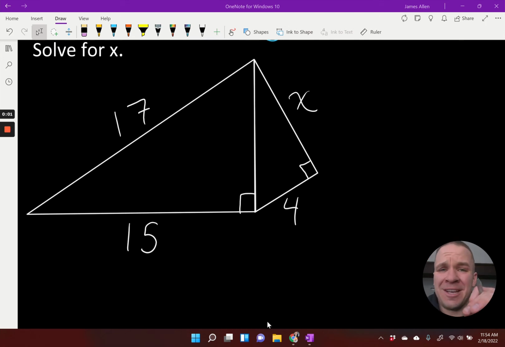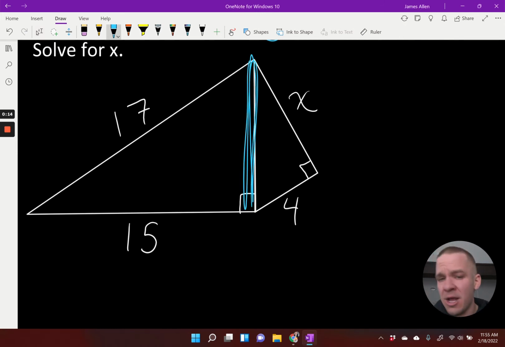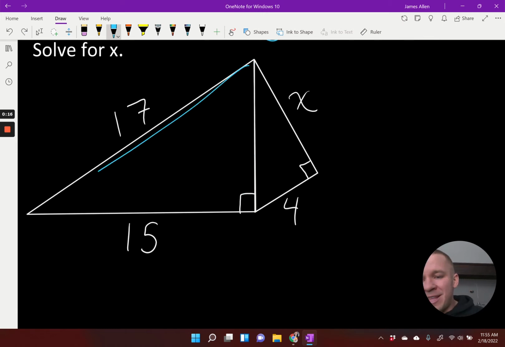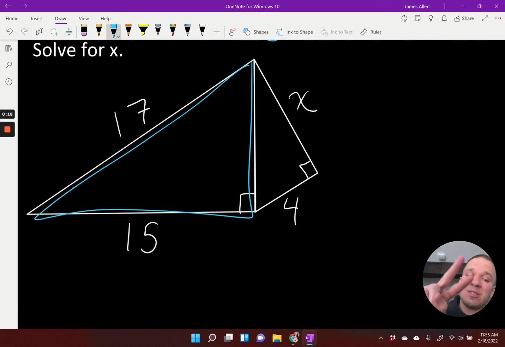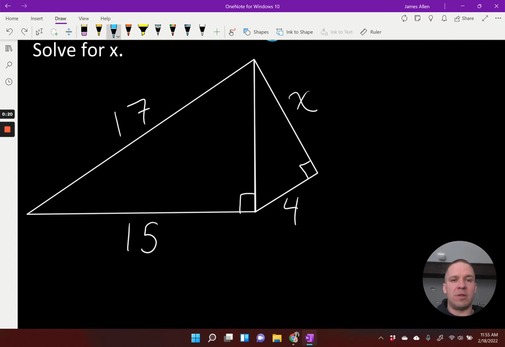Oh, man, this looks like a dope problem right here. I've got not one, but two right triangles here. Now, I'm trying to solve for x, but I only know one side of that particular right triangle. Perhaps I could solve for this side right here of this right triangle since I've got two sides of that one. Okay, so let's start with that, right?